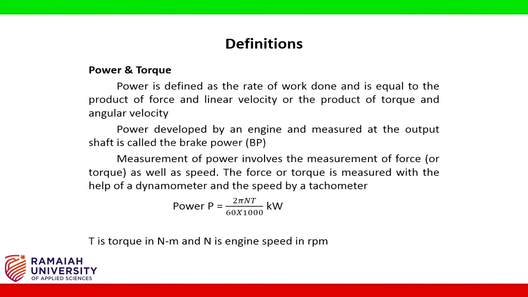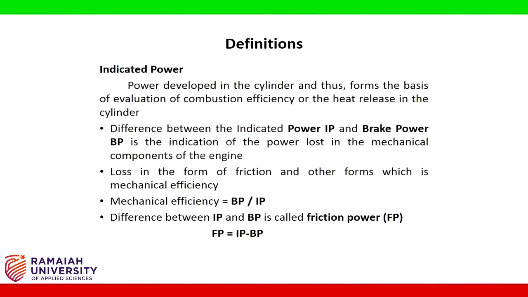Power P is equal to 2 pi NT by 60 into 1000 kilowatt, where T is torque in Newton meter and N is engine speed in revolutions per minute. Indicated power. Power developed in the cylinder and thus forms the basis of evaluation of combustion efficiency or the heat release in the cylinder. Difference between the indicated power IP and brake power BP is the indication of the power lost in the mechanical components of the engine.